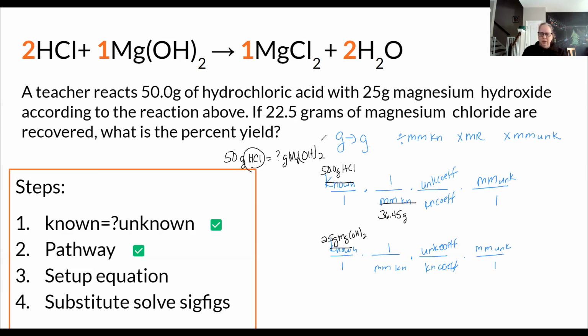Unknown coefficient, who's my unknown? My unknown is magnesium hydroxide because that's who we're trying to find our information for. Who's our magnesium?